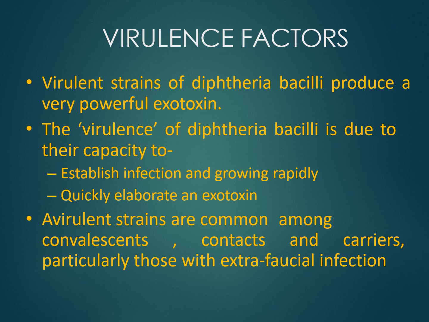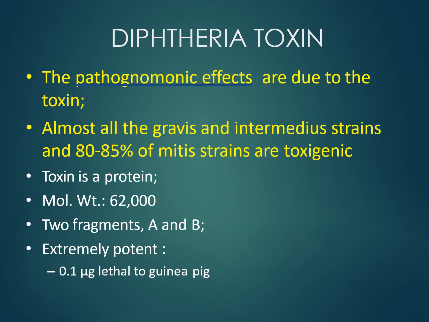Some avirulent strains are common among convalescent people and persons who are in contact with infected people and carriers, particularly persons with extrafacial infection, that is, persons having only faucial diphtheria, where only the tonsils are affected. The most important virulence factor of Corynebacterium diphtheriae is an exotoxin, that is the diphtheria toxin. The signs and symptoms of diphtheria are mainly due to this toxin.